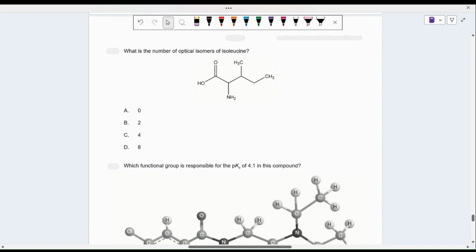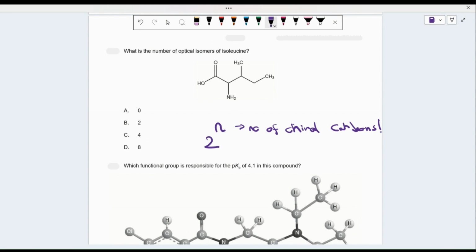What is the number of optical isomers of isoleucine? The magic formula here is 2 to the power of n, where n is the number of chiral carbons. So how many chiral centers do we have here?